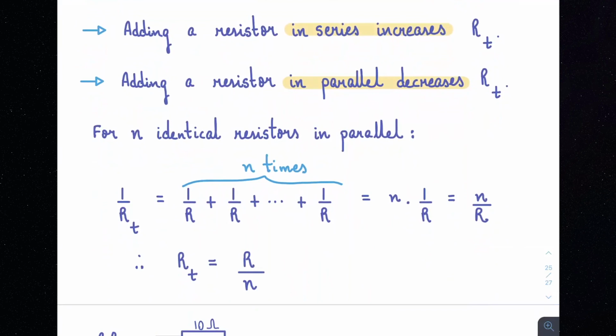You may see this clearly in the following situation, where we have any amount n of identical resistors in parallel. So if we apply the result, 1 on RT is 1 on R plus 1 on R plus, and we keep on doing this n times, so it is simply n times 1 on R, or n on R. But this is 1 on RT, so RT is the reciprocal of this, so R on n. And the result clearly shows that the higher n is, which is in the denominator, the more resistors you have in parallel, the less is the total circuit resistance.